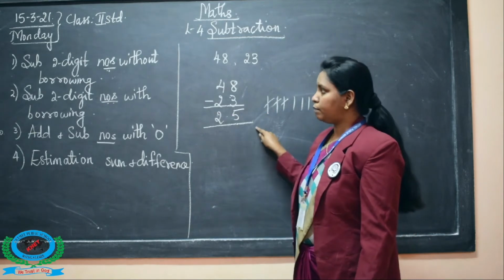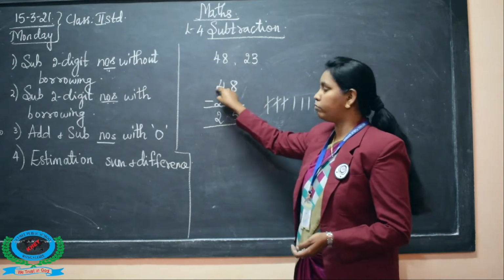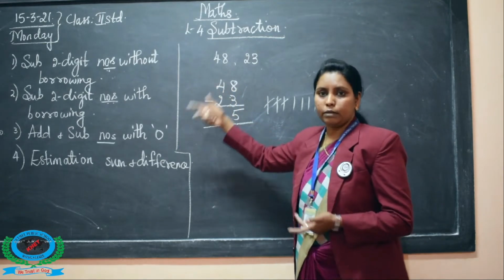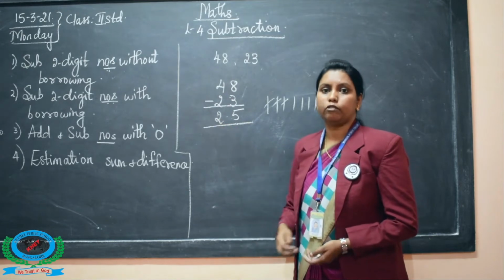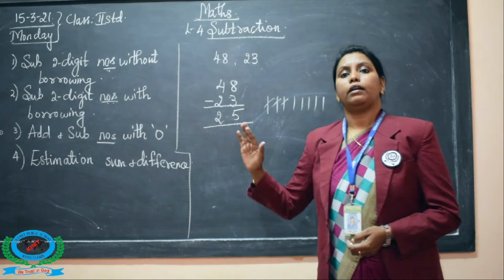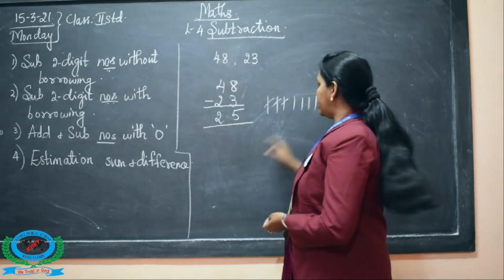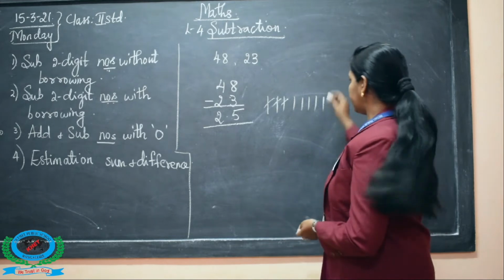This is the example of subtraction without borrowing. You are not borrowing anything from this number. Okay, you are not taking anything from there. So, this is an example for numbers without borrowing. Okay, shall we take another example now?